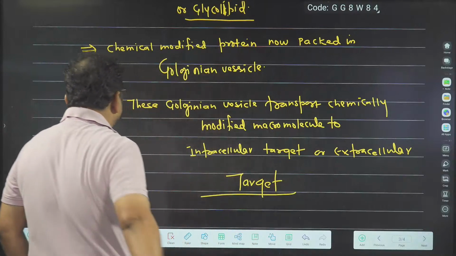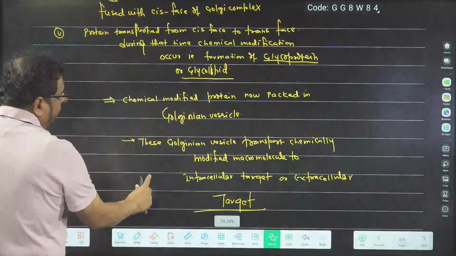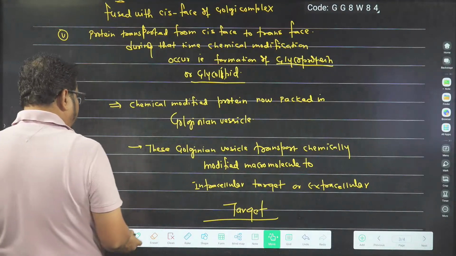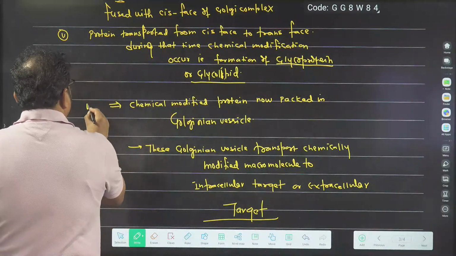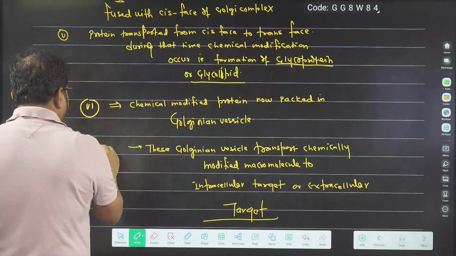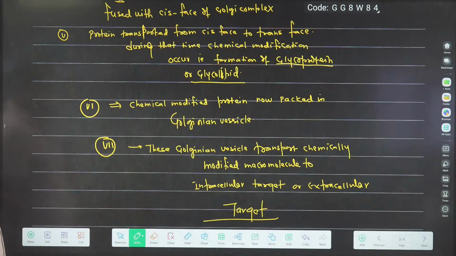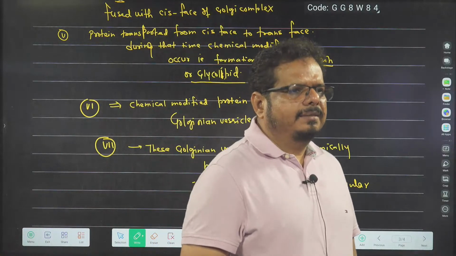Extracellular target. Got the idea? So I noted the entire sequence of events. Now I am just going to tell you once again through the diagram how it happened. So you can write fifth, sixth, seventh. Got the idea? These are the different events that occur during chemical modification. Did you get the idea?